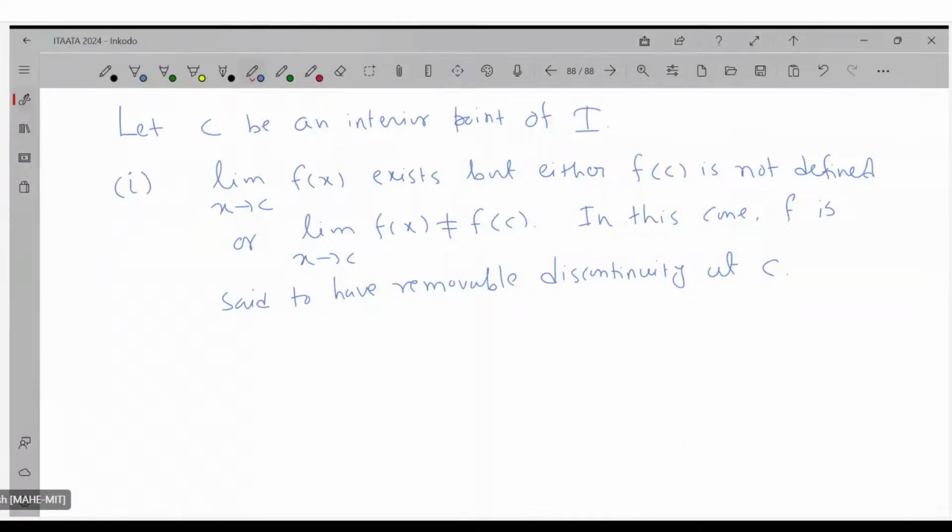Whether f of c is defined or not defined, we have a very simple example that you can take, the same example. f of x is x square minus 4, but now take the point. So the example is that f is now defined from minus 1 to 1 to R. c is the point 0. It's an interior point of this interval, and you have f(x) equals x square by x if x is not equal to 0, 1 if x equals 0.